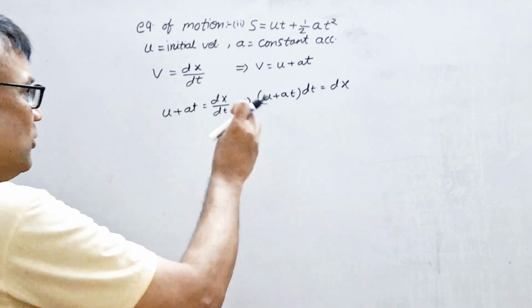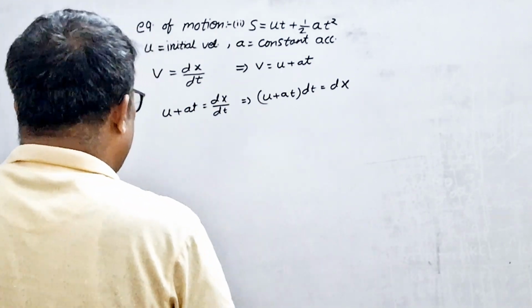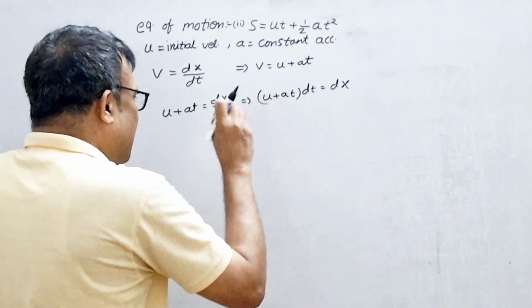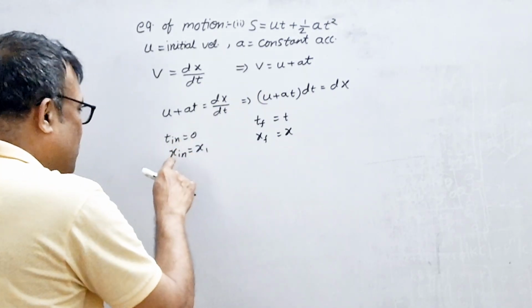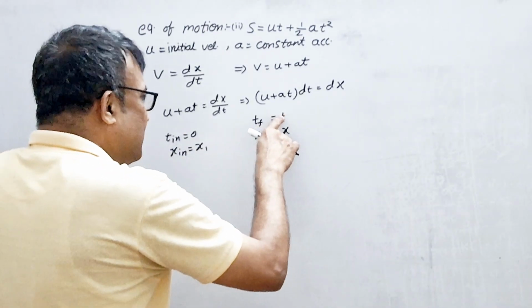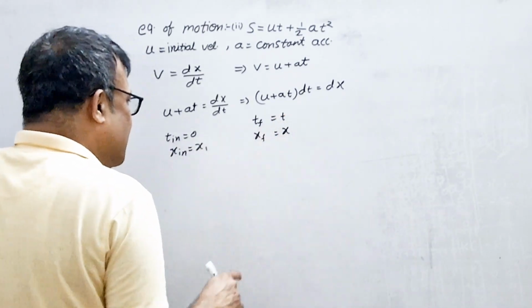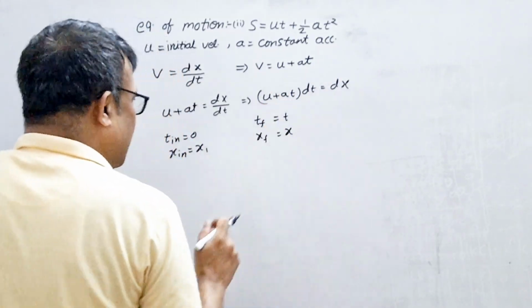Now we have only two variables, so we can integrate both sides with proper limits. For this we introduce proper limits first. Let at initial time t equal to 0, the position of the object is x1, and let at any later time t, the position of the object is x. Now using these limits, we integrate both sides of this relation.